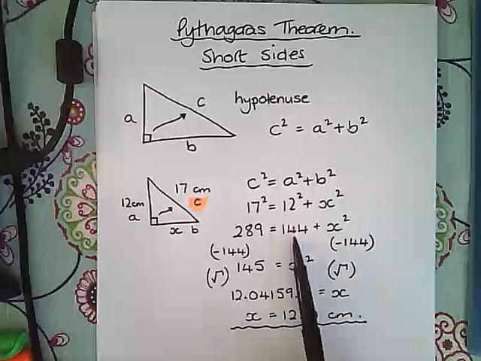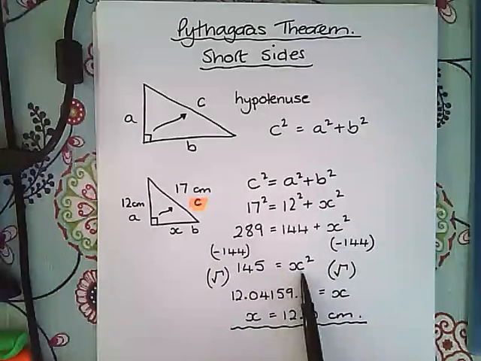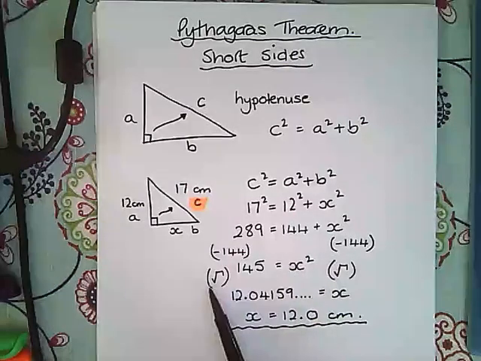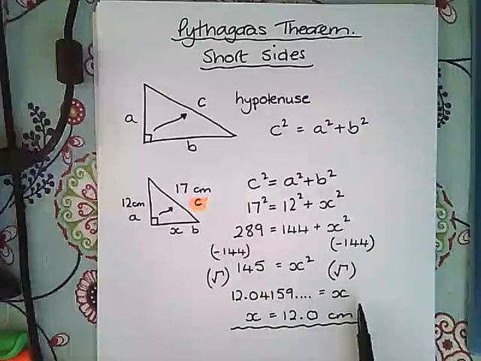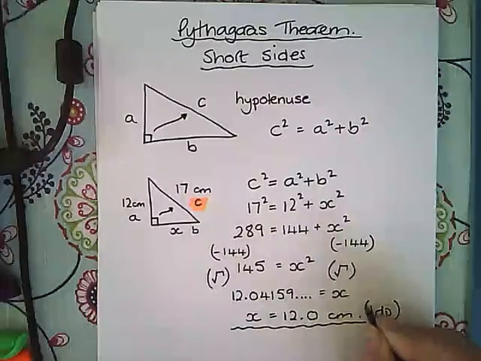So I subtract 144 from both sides, which gives me 145 is equal to x squared. And then I square root both sides. And if it's not a square number, then I'll need my calculator to do this. And that gives me a value for x. And then I round it to the number of decimal places asked for in the question.